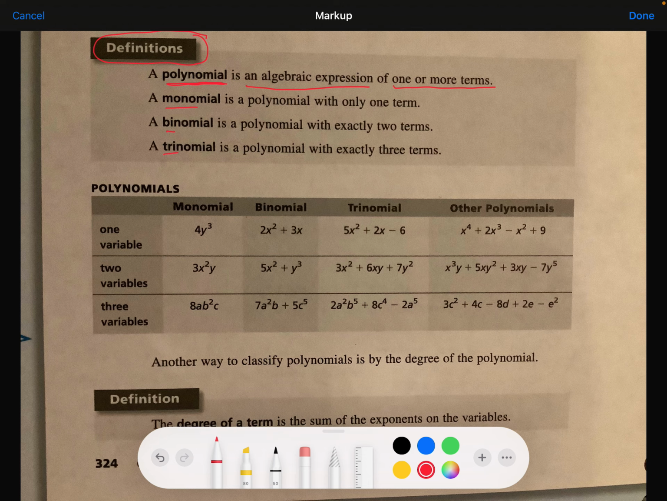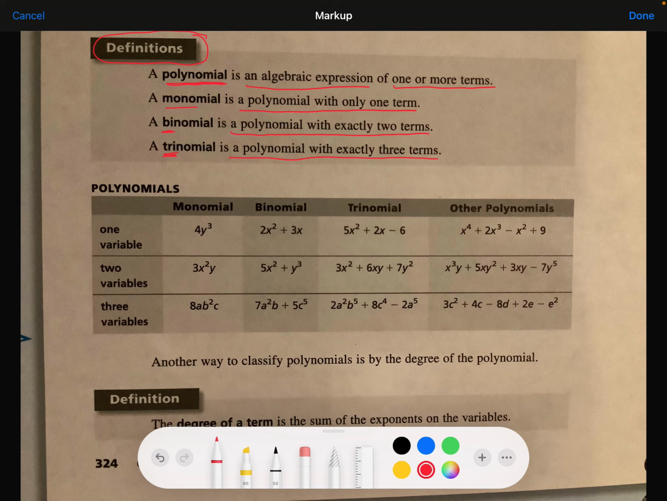Okay, so now we have 3 other terms after polynomial, and that's a monomial, a binomial, and a trinomial. Most of y'all know those prefixes. Hopefully you do. Mono means one, so a monomial is a polynomial with only one term. I want you to be writing down all 4 of these definitions. A binomial, bi means 2, like a bicycle has 2 wheels, and so it is a polynomial with exactly 2 terms. And a trinomial, tri meaning 3, is a polynomial with exactly 3 terms.